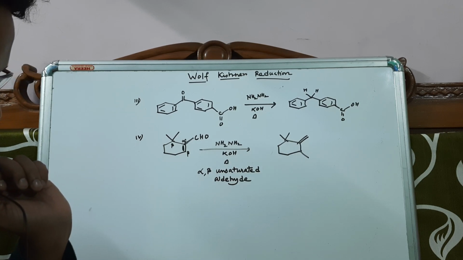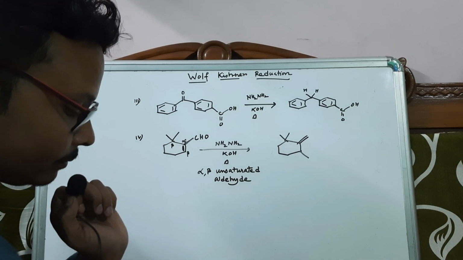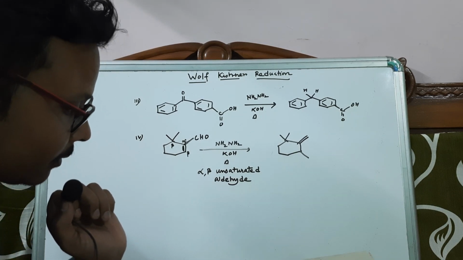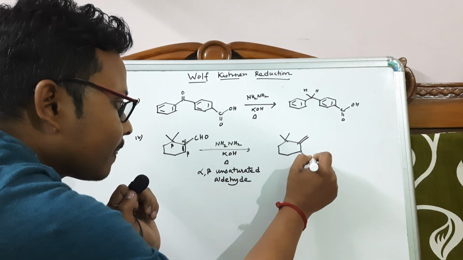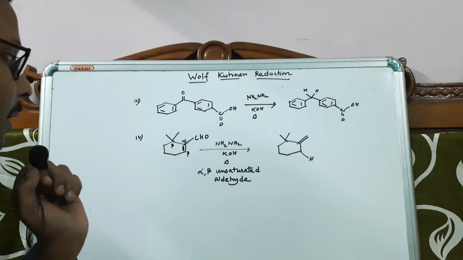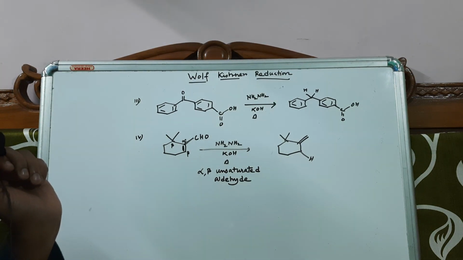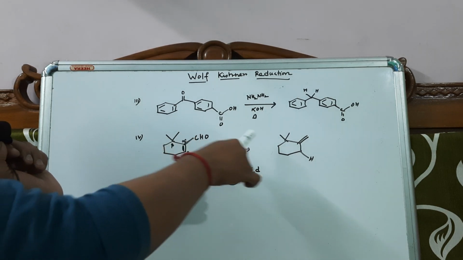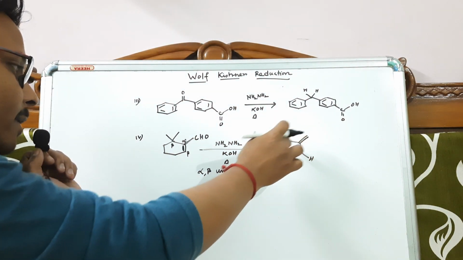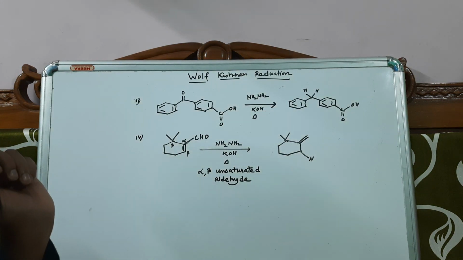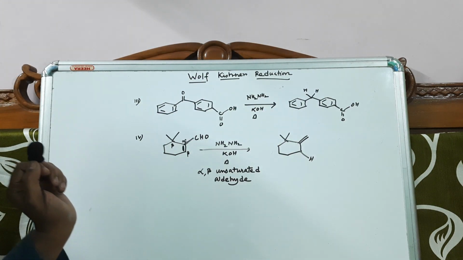So what happened here? This is the hydrogen. The double bond shifted. Previously the double bond was between the alpha position and beta position, and in the product the double bond shifted to between the alpha carbon and the carbonyl carbon.